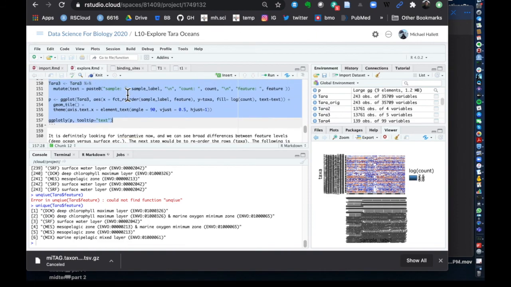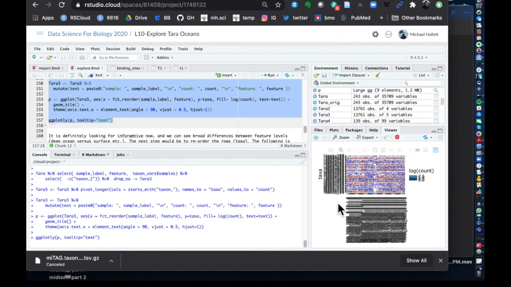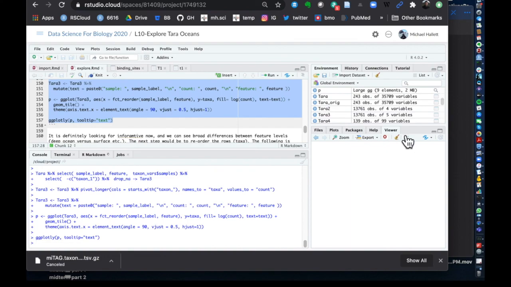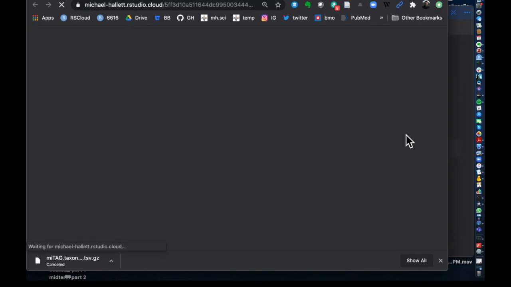I can show you the heart of it. It's right here, that it's reordering the sample labels by the feature. And if I do that and I paste it, it looks a little bit better. I'm going to show you right now.